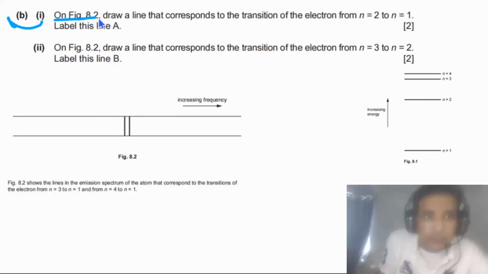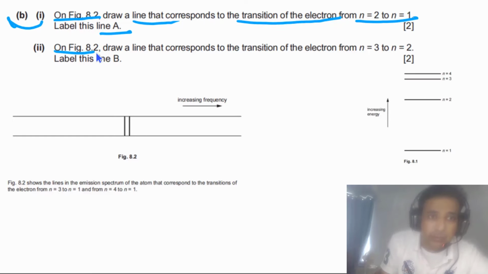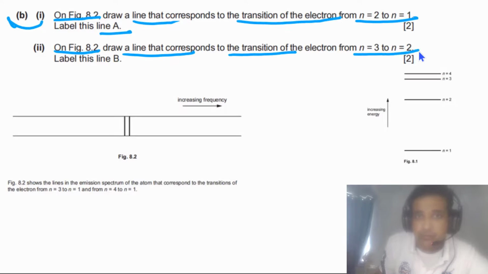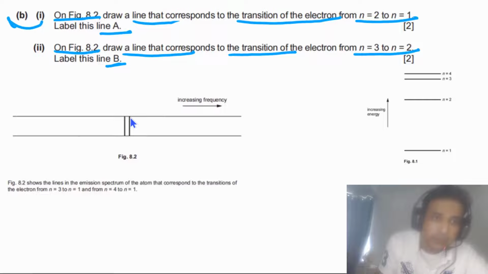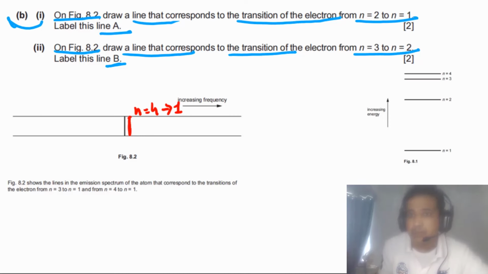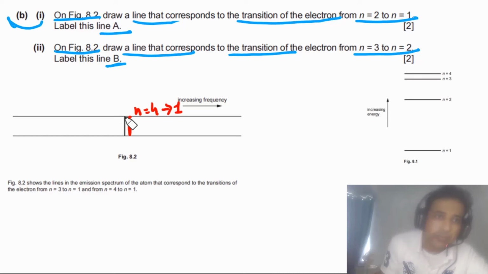Part B1 says, on figure 8.2, draw a line that corresponds to the transition of the electron from N2 to N1. Label this line A. For the second part on figure 8.2, we also need to draw a line that corresponds to the transition of the electron from N3 to N2, and we need to label that line B. We have discussed already the main concept of how to draw these lines. So let me redraw one again. This line we have discussed is for N4 to N1, and the next line is for N3 to N1. So we can draw this orange line. So this is for N3 to N1.